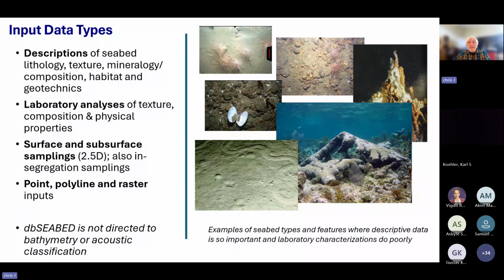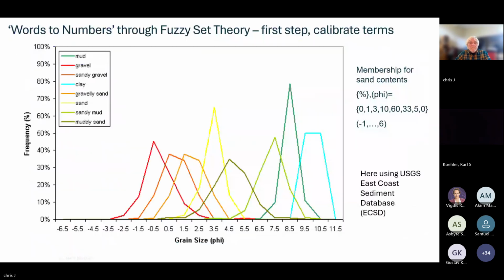We also do bring in polygon and raster data, but it's mainly for cases where there's been a mapping of the rock formations on the seabed. Okay, so how do we deal with the word-based data? And this is really a very distinctive feature of dbSEABED.